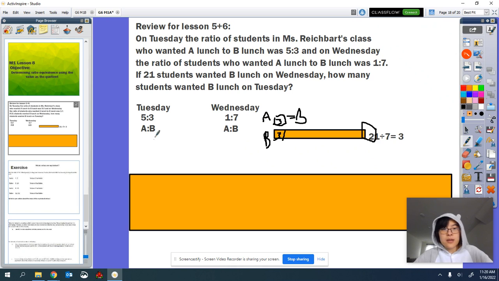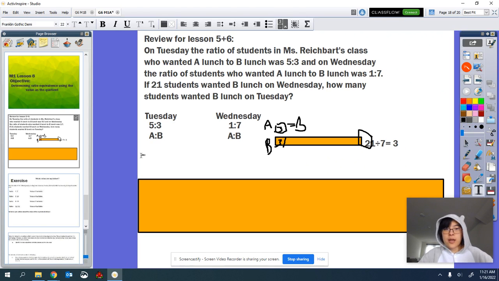That means this is asking how many students want B lunch on Tuesday. That means I have 3 boxes of 3, which there are 9 students who wanted B lunch, and 15. So 15 students wanted A lunch, and 9 students wanted B lunch.